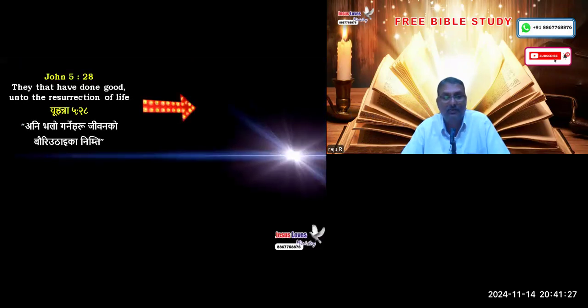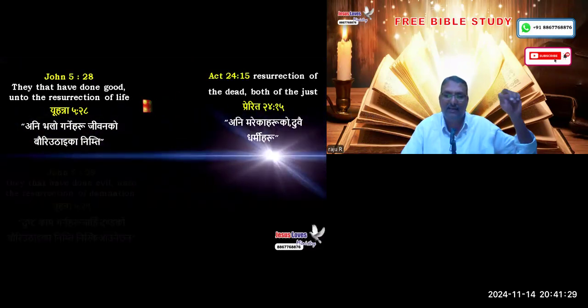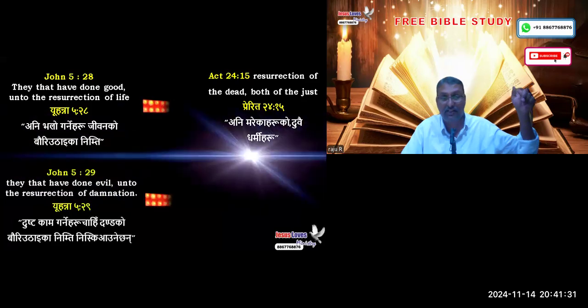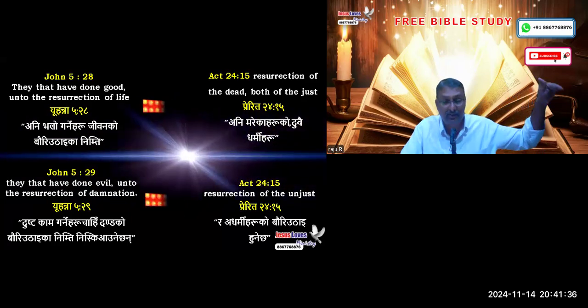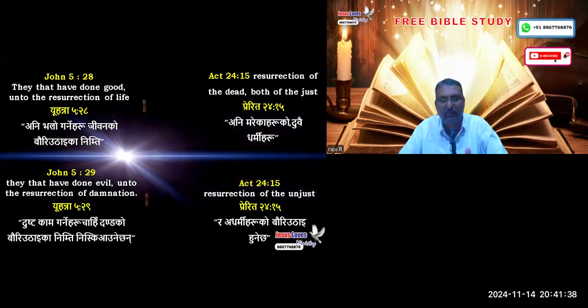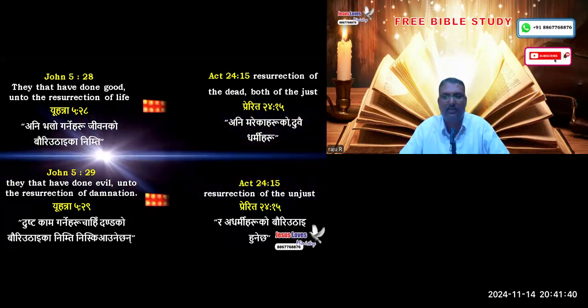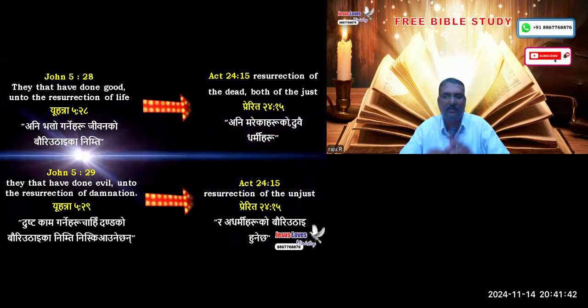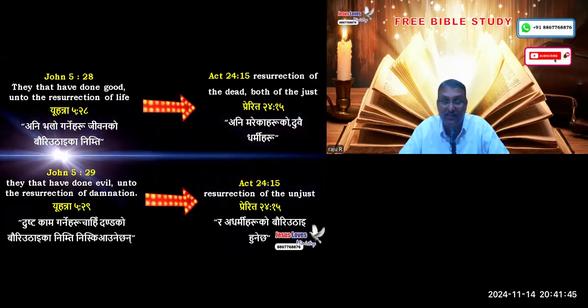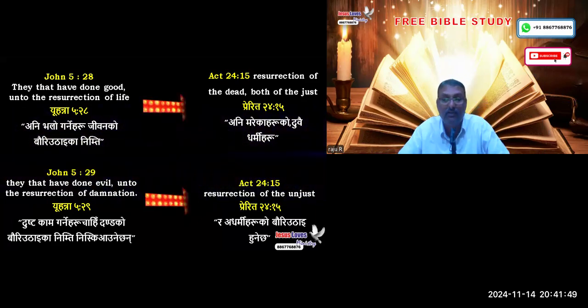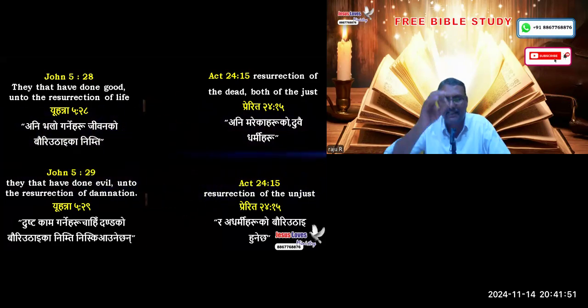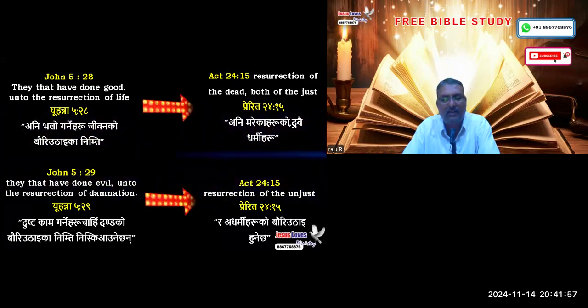Now who are these good? It is the same people that is mentioned as just in Acts 24. Now who are these bad? It is the same people who are unjust there. So the good people, the just people, are the Christians. They will have the resurrection. But what about the unjust? What about the wicked people? What about the evil people? What about the unbelievers? The resurrection will be there for them also. The resurrection will be there for everybody, dear brethren.